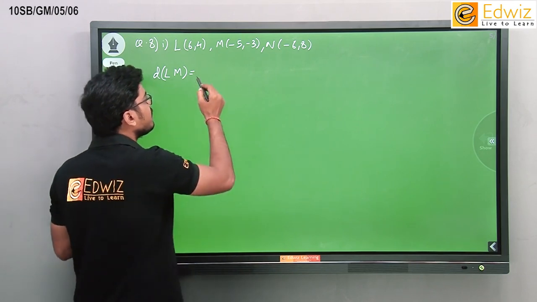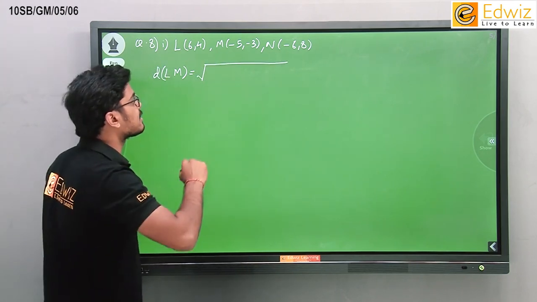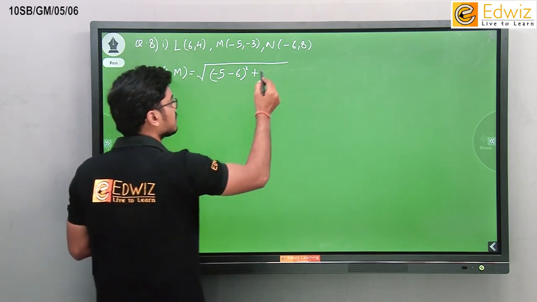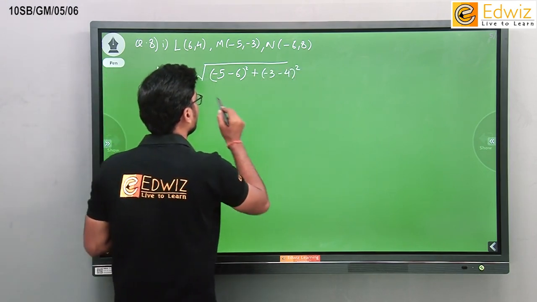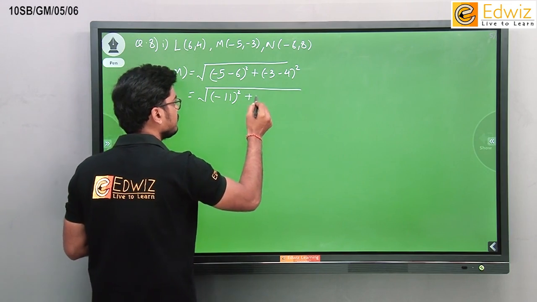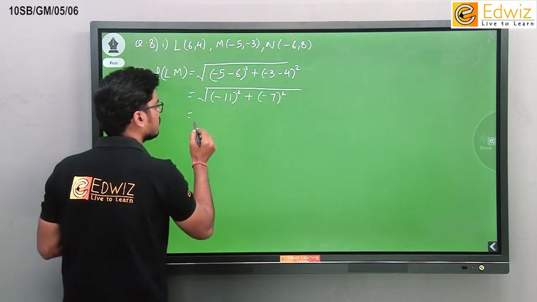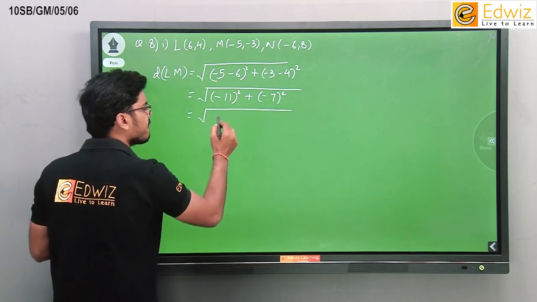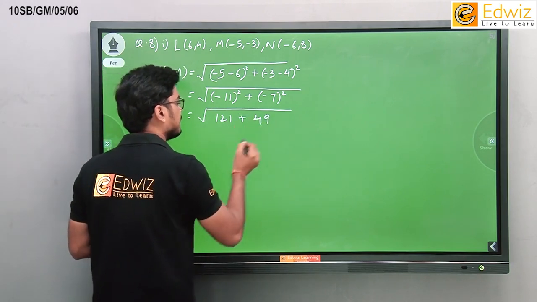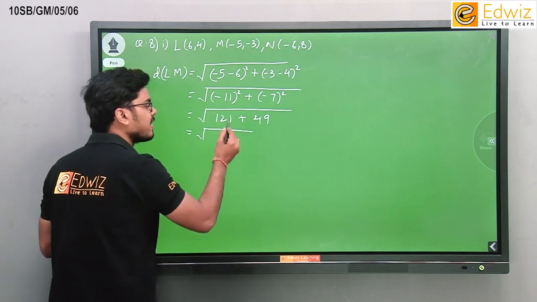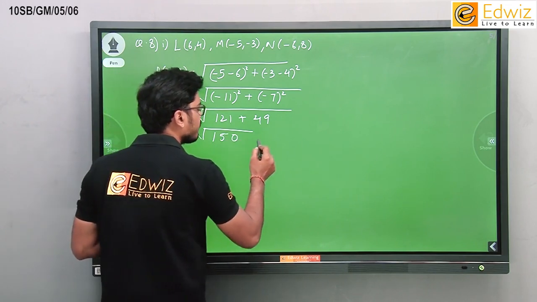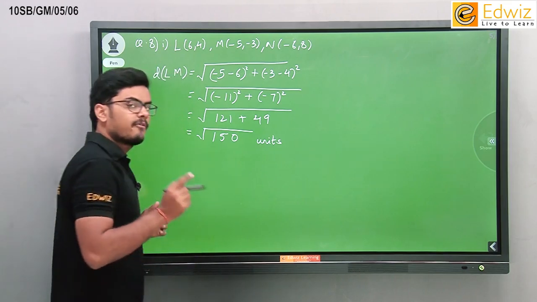So distance LM will be equal to square root of (x2 minus x1), मतलब (-5 minus 6) the whole square, plus (y2 minus y1) the whole square, (-3 minus 4) the whole square. Okay, this will be equal to square root of (-11) square plus (-7) square. This will be equal to square root of 121, correct, minus का square भी positive होता है, plus 49. Okay, this is equal to square root of 121 plus 49, which is nothing but 170. So you are getting root 170 units as the first distance.